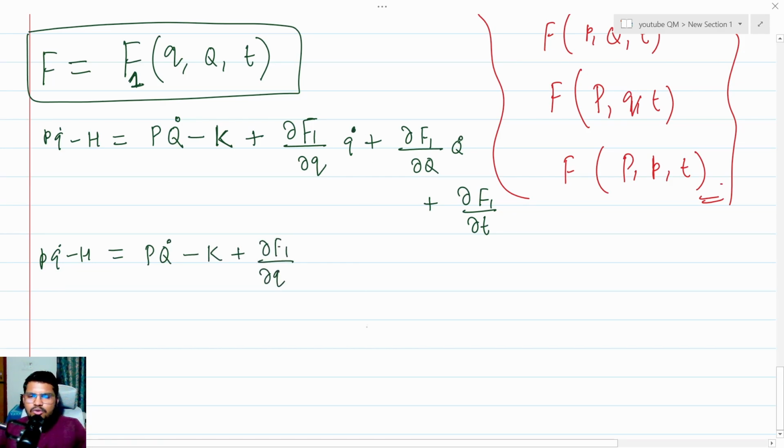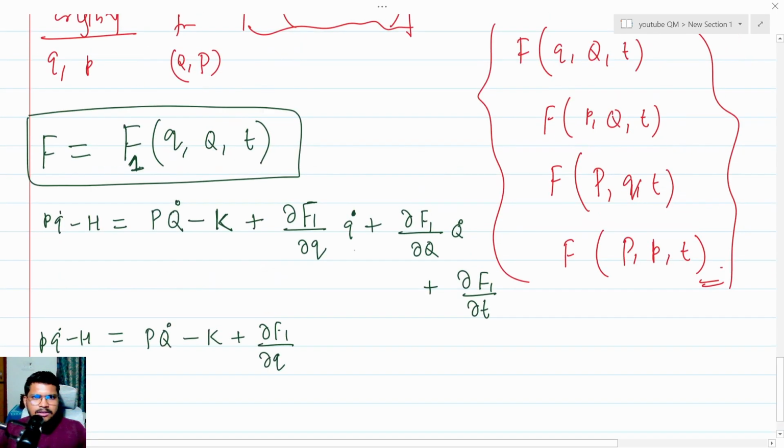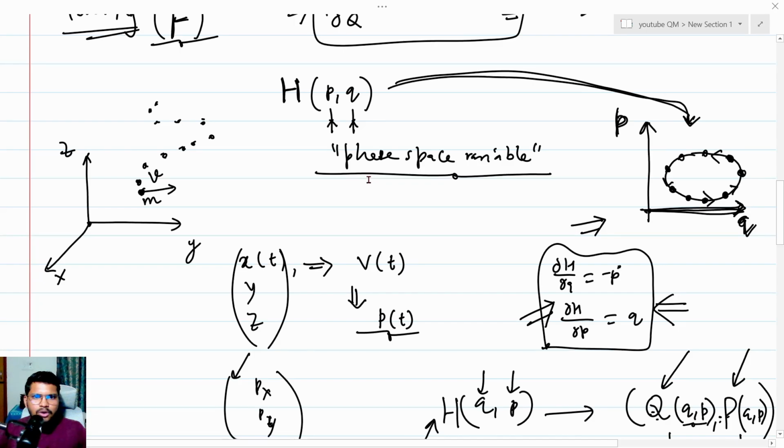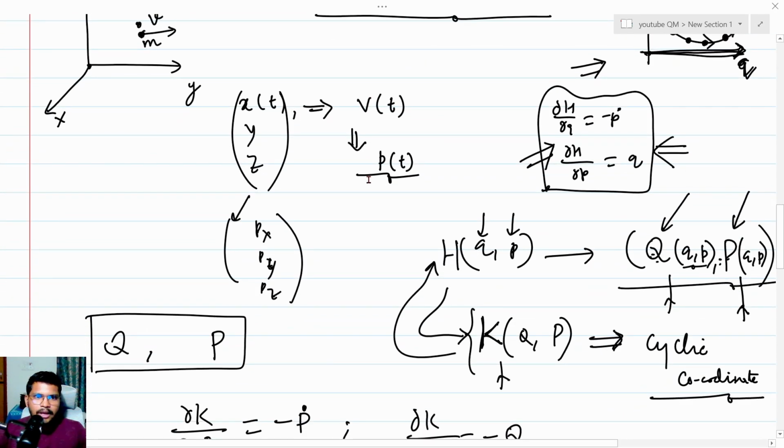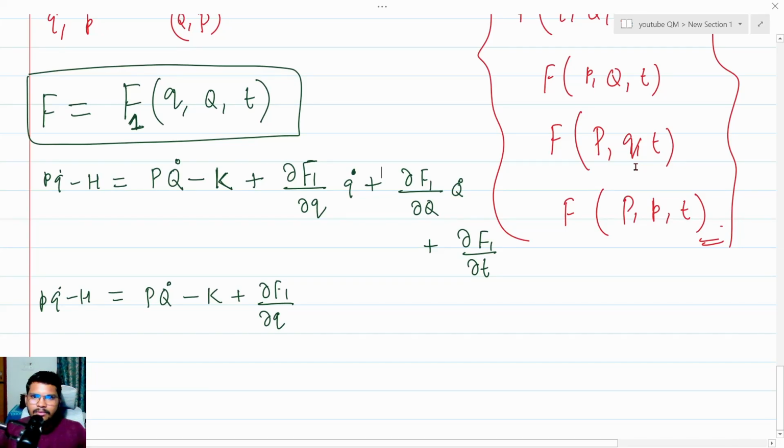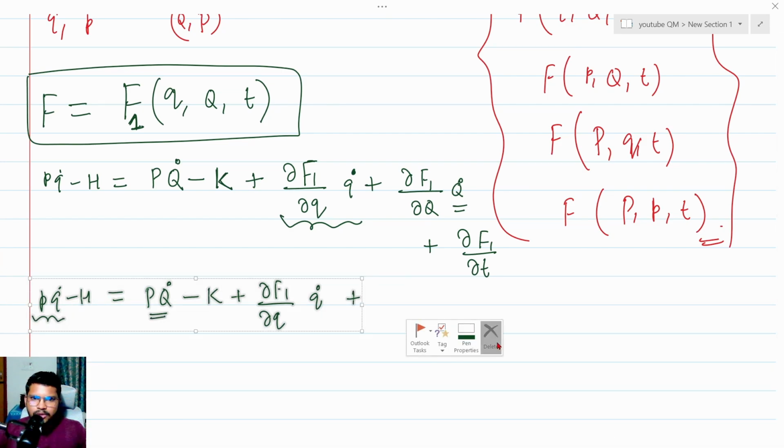Now q dot, what is q dot? I can write it in terms of the Hamiltonian, del H by del p equals q dot. Well, I don't require that. Why? Because over here you see that there is a q dot and a q dot, and over here I have this q dot and this q dot. So it's just a wastage of time to write this one.